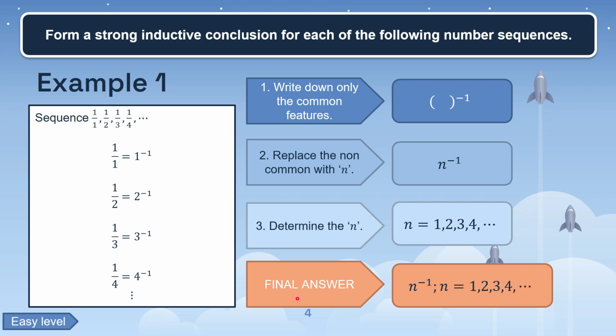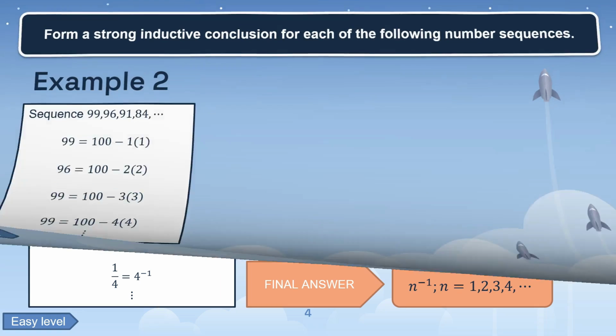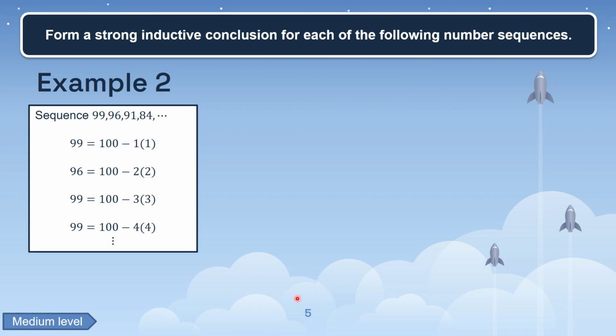Yes, teacher. Okay, this is easy level. Now we upgrade our level to medium level. Okay, this is question 2. Example 2. Okay, sequence 99, 96, 91, 84, and 3 dots.